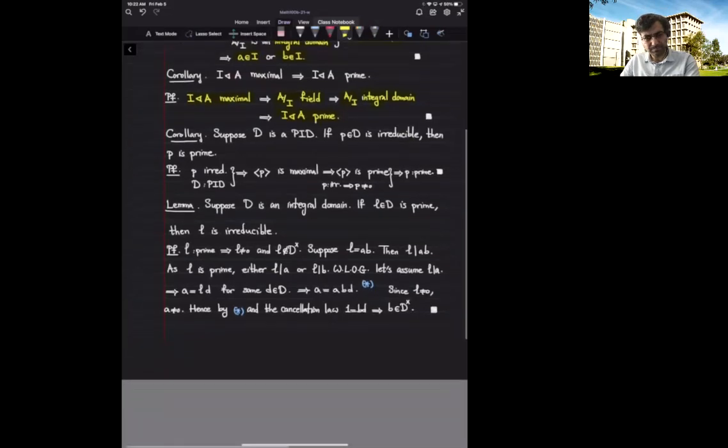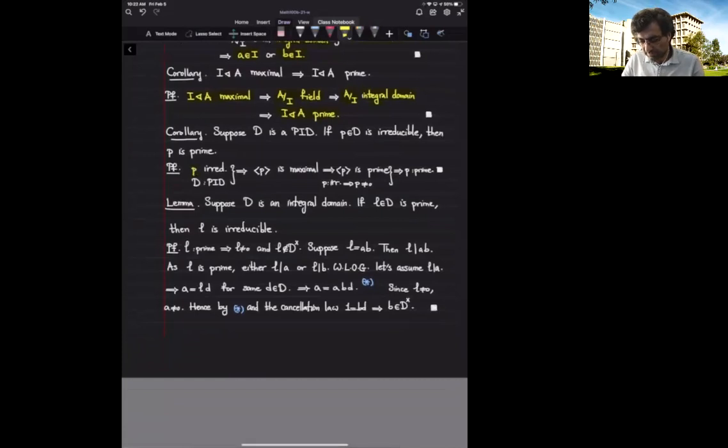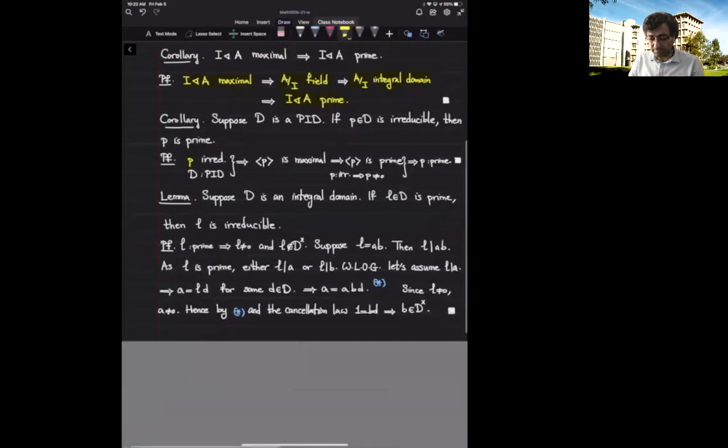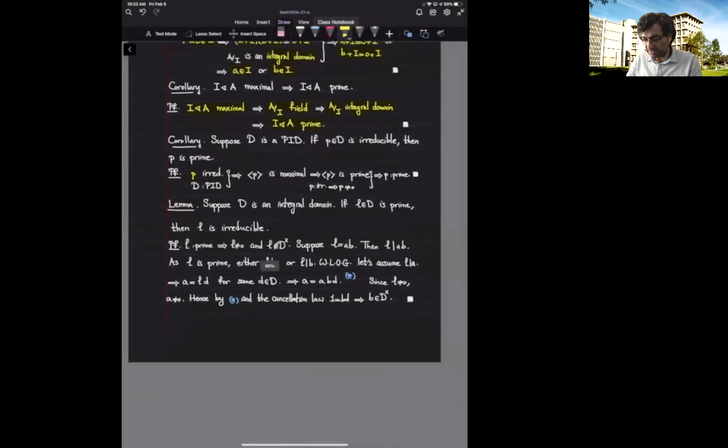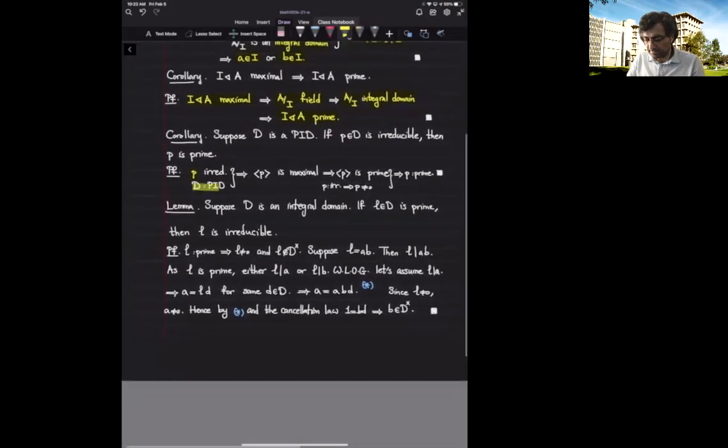So why is that the case? Suppose P is irreducible. That means the ideal generated by P is maximal among proper principal ideals. When it is a PID, every ideal is principal. So because D is a PID and P is irreducible, we have that the ideal generated by P is maximal. Because this ideal is maximal, by the previous corollary, we deduce that the ideal generated by P is prime.